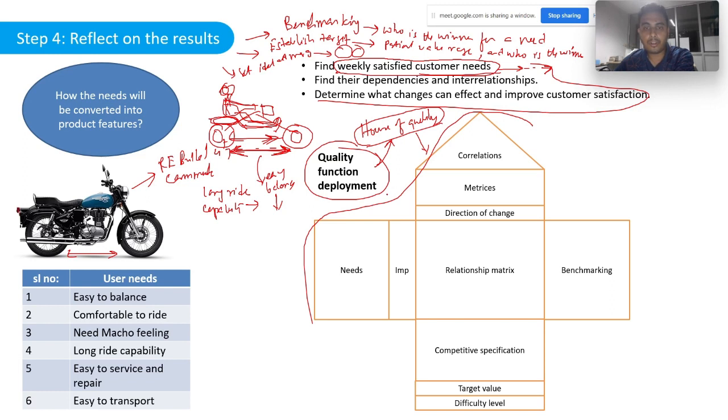Yes, sir. Okay, so what we do here is we get the needs from our step 1. We rank the needs there, like 5, 4, 3, 2, 1. Then we have the specifications, right? Here we have all the specifications.